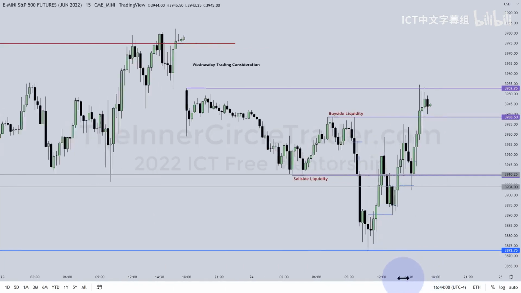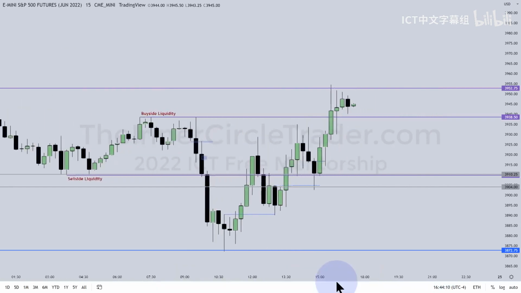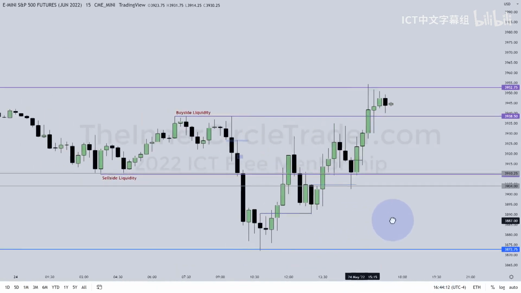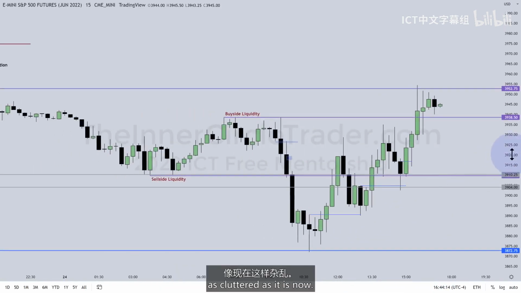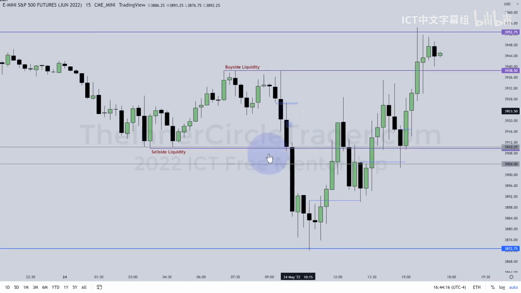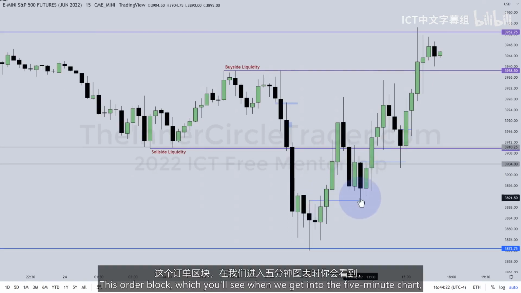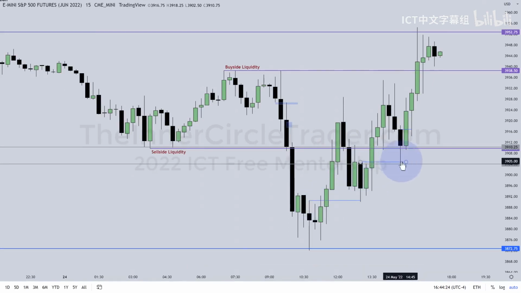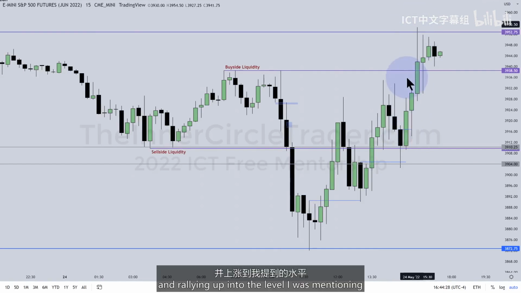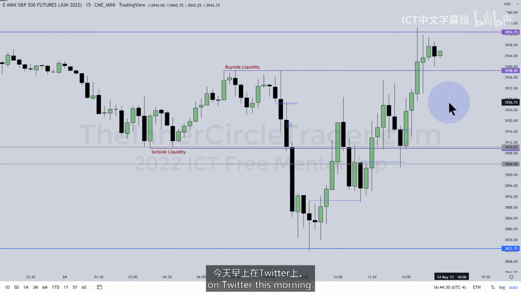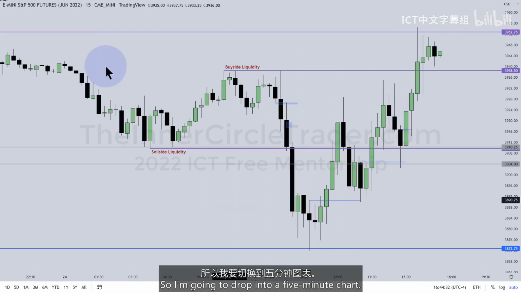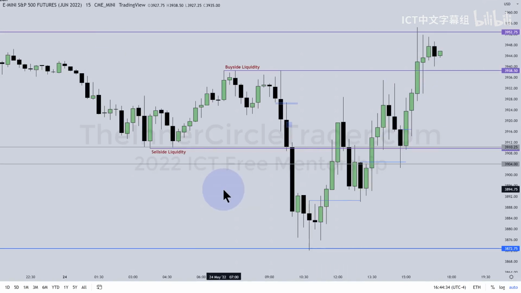Let me stretch this out a little bit so you can see a little bit better. It's not as cluttered as it was. All right, and we worked off this order block, which you'll see when we get into the 5-minute chart, it gets a little bit cleaner here, and rallying up into the level I was mentioning on Twitter this morning. So I'm going to drop into a 5-minute chart.